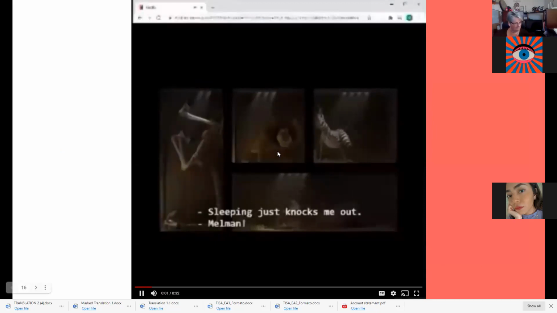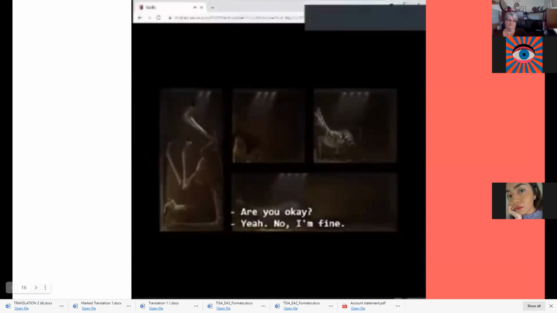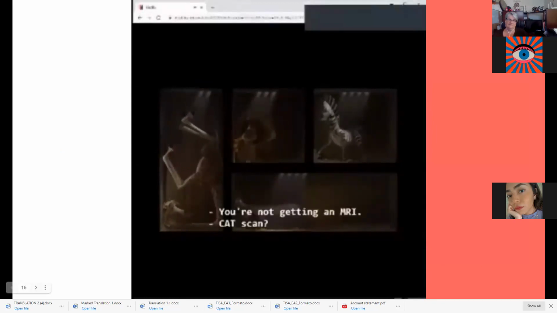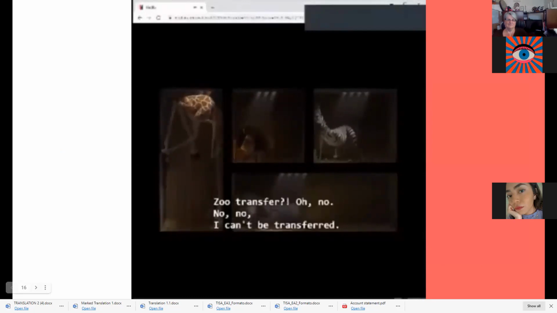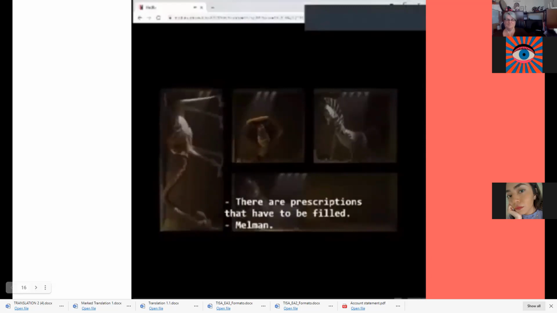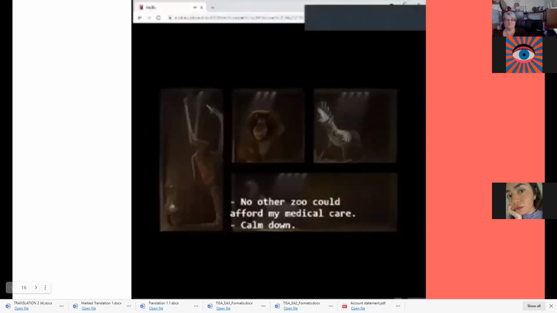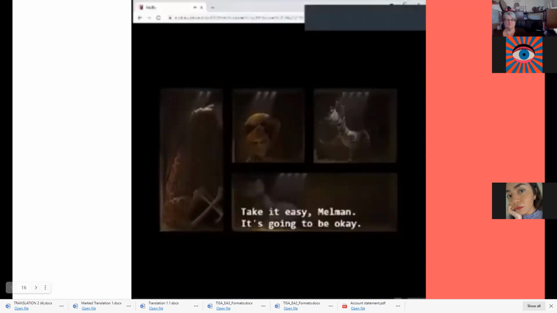Creo que dormí chueco. ¡Melman! ¿Es Melman? ¿Estás bien? Sí, sí, estoy bien. Ay, a veces me duermo cuando me hacen tomografía. Melman, no es una tomografía. ¿Resonancia? No, no es una resonancia. Es un traslado a otro zoológico. ¿Un traslado? Ay, no. No me pueden trasladar. Además, tengo cita con el doctor Goldberg a las 5. Y me tienen que surtir varias recetas. Ningún otro zoológico puede pagar mis gastos médicos. Y no me voy a meter al seguro social. Sereno, Melman. Vamos a estar bien.